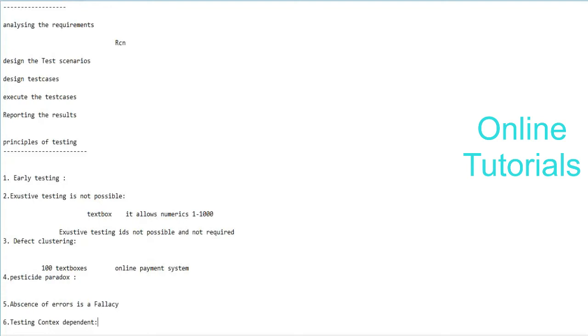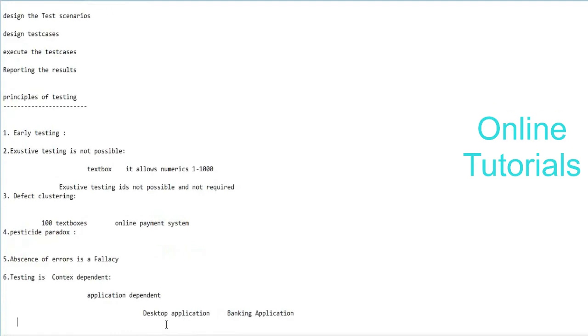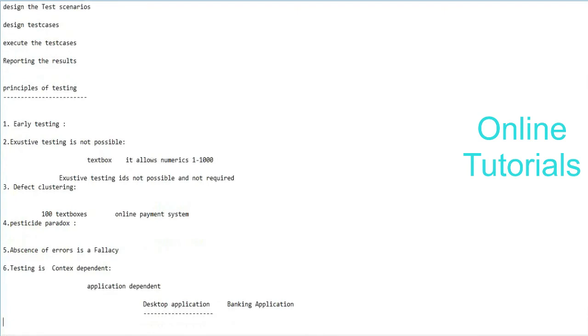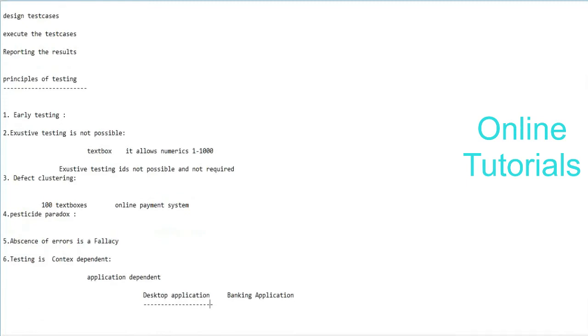Yes, testing is context dependent. Context is nothing but situation dependent and application dependent. I will tell you one example of application dependent. Take a desktop application, and take some banking application. Can you tell me how we are going to test this desktop application? What are the major areas you are going to concentrate on in this desktop application? Or otherwise take the banking application. Tell me on which areas you are going to concentrate more for the banking application.